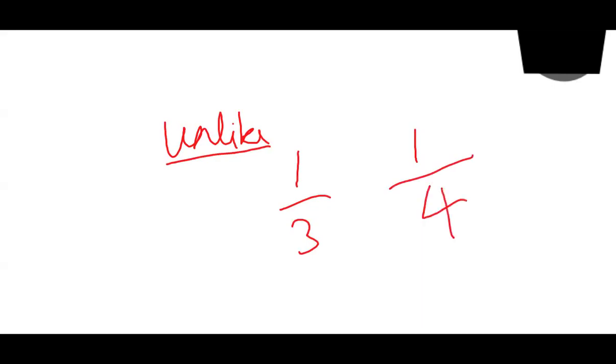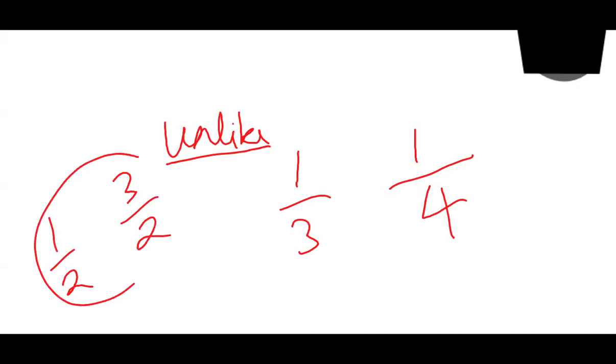And what about unlike fractions, Anis? Unlike fractions have different denominators, 1 by 3, 1 by 4. If there are 1 by 2 and 3 by 2, then these are like fractions, okay, because they have the same denominator. And this is an unlike fraction because they have different denominators, fine. So this is about the like and unlike fractions.